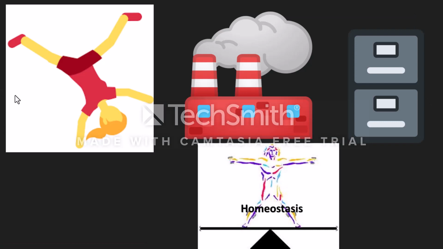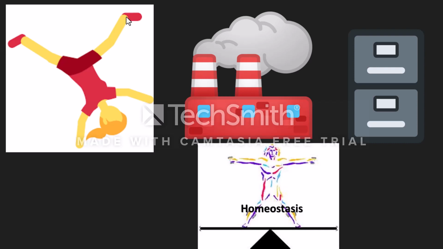Okay, so the 5 functions of the skeletal system are to support and protect, movement, production, which is like a factory, storage, which is this cabinet, and homeostasis, which is the balance. So support and protect is supporting our skeletons like bones. It supports the softer tissue and provides points of attachment for most skeletal muscles. And it also provides protection for many of the body's internal organs.